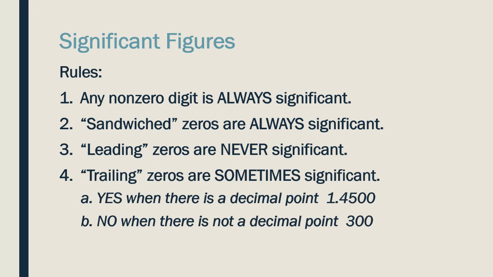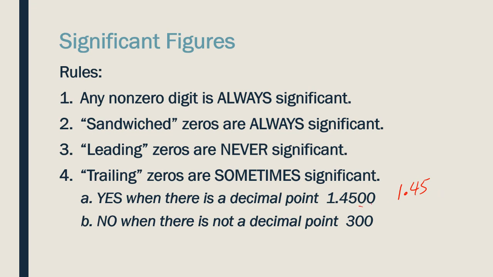All right. So rule number 4, trailing zeros. Sometimes they are, sometimes they aren't. If there's a decimal point, they will be. If there's no decimal point, they will not be. So for example, if you only measured this number to 1.45, why would you keep writing zeros unless you actually measured them, right? That is all you would need to write.